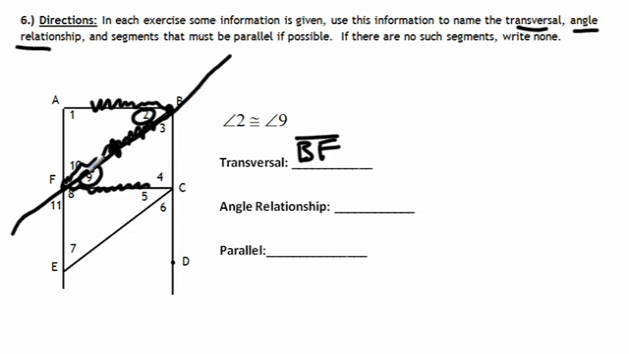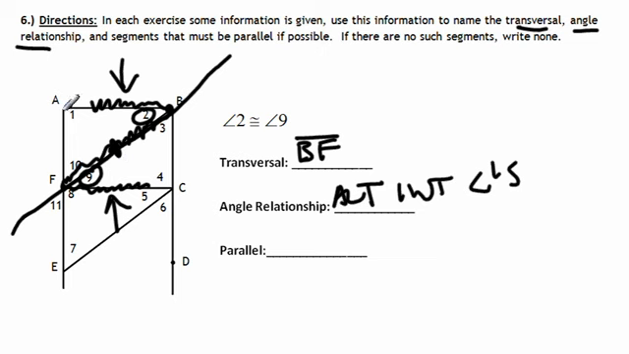The angles are on alternate sides. So we would say these are alternate interior angles. And if you do the squiggly lines right, highlighting the angles, you know this side is parallel to this side. So that would be segment AB is parallel to segment FC. And that's your answer.